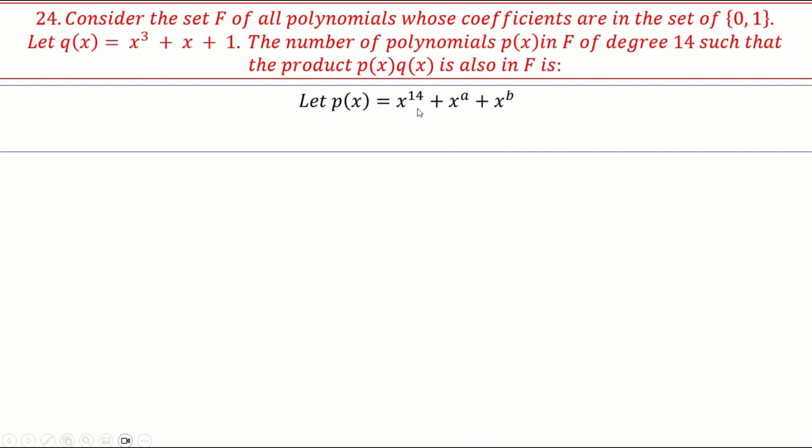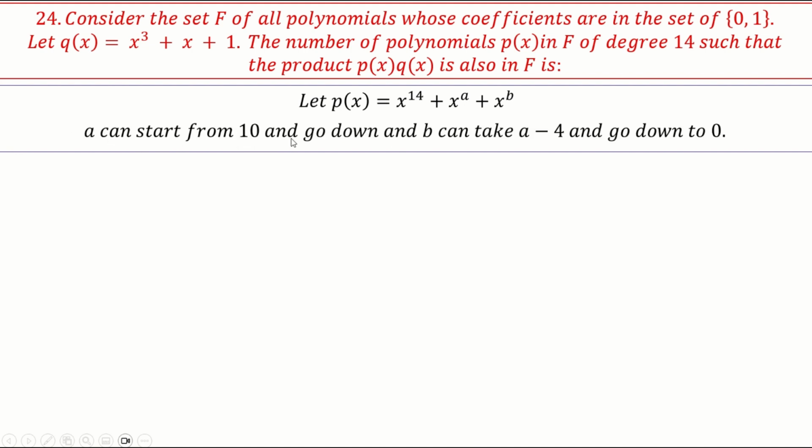Now, p of x can be x power 14 plus x power a plus x power b. Correct? 3 terms I am taking. Now, what should be a, what should be b? We already know a can be 10 onwards. Correct? X power a can be 10 onwards. So, x power b also has to be minus 4 from whatever a value. Correct? Only then you will not get a repetition. Otherwise, you will get repetition of terms. So, quotient will become 2 or more. Okay. So A can start from 10 and go down. B can start from A minus 4 and go down. Okay. Whatever is the value of A, B has to be A minus 4 is the maximum value. It can go down. Okay.